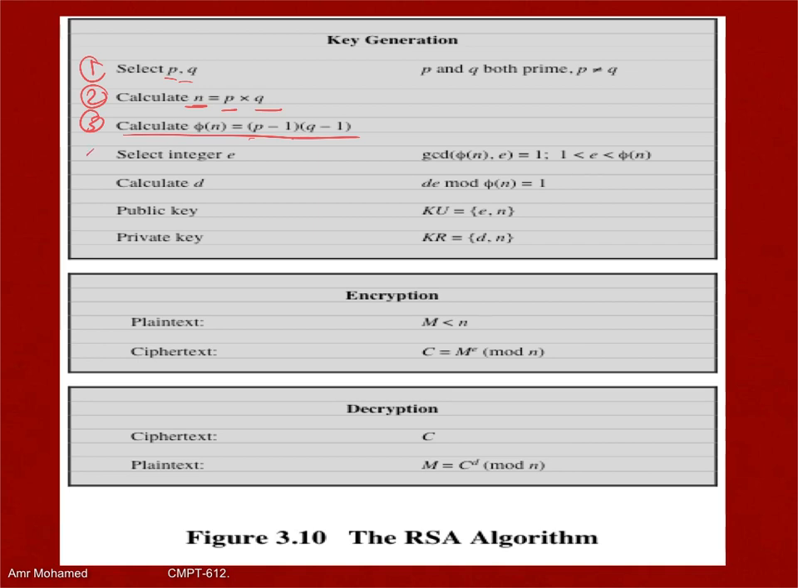Now, number 4, we will select E. E is the public key. E is the public key, such that E is co-prime with the totient of n.